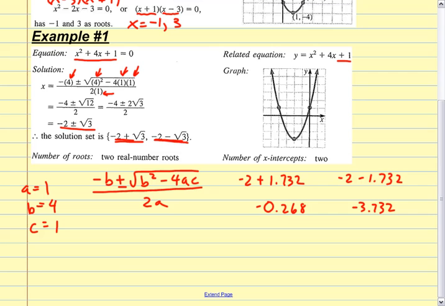So let's go up here, Lauren. Do you see that this is about negative 0.268? And this one is about negative 3.732. That's how I find out those. Here's negative 4 right here, right? Okay, it's a little before that. Here's 0. It's a little on the negative side of that.